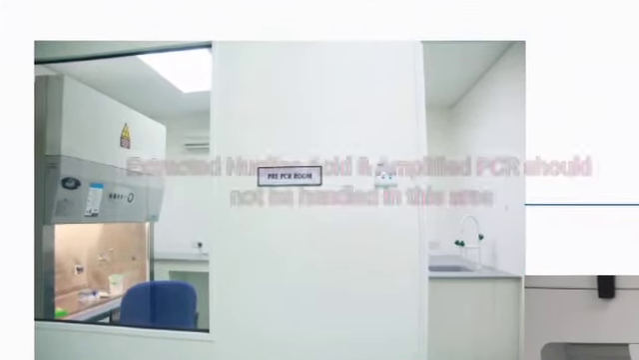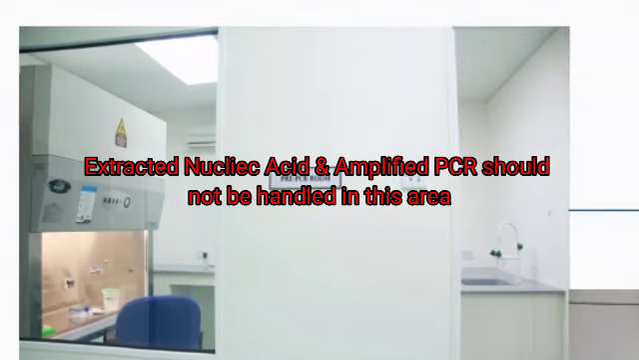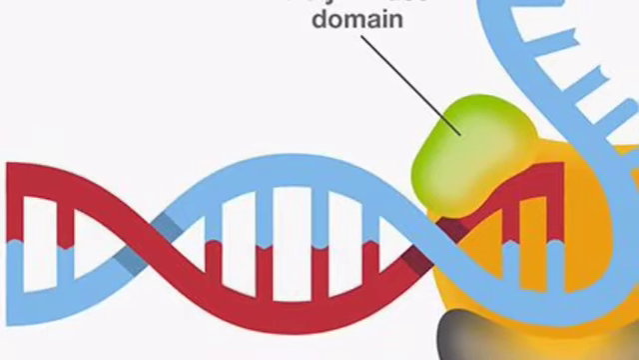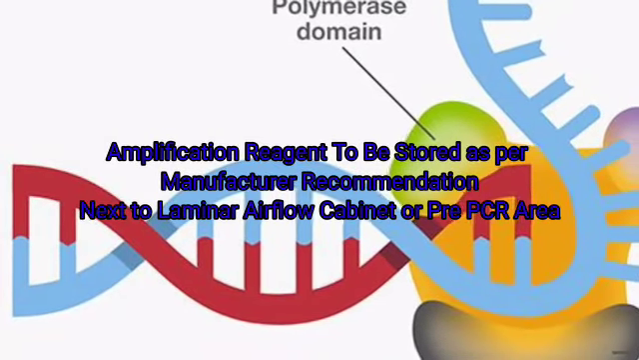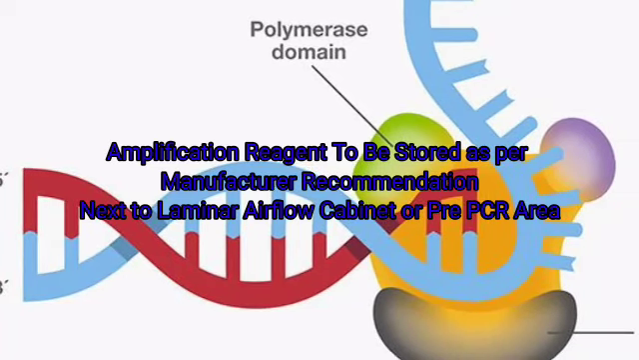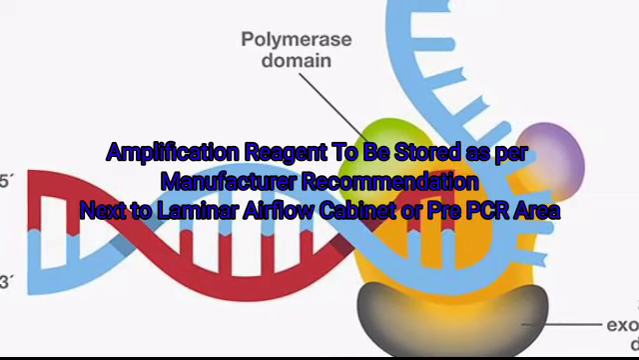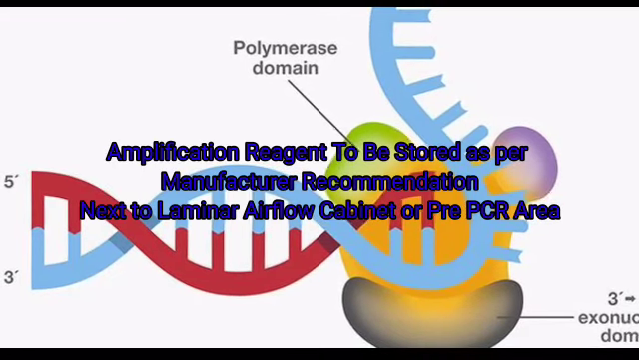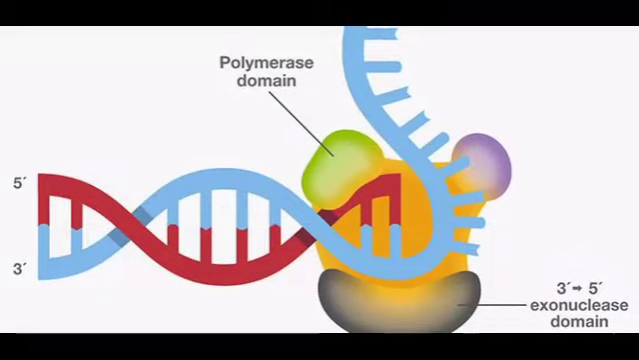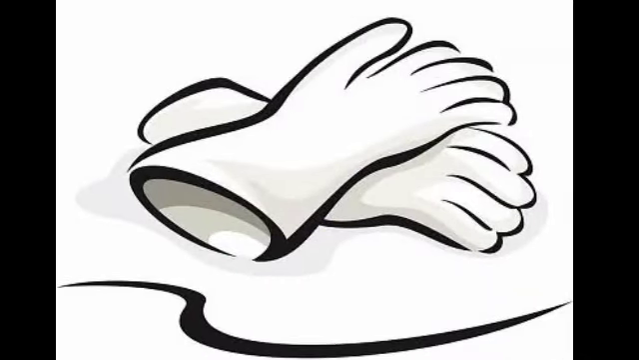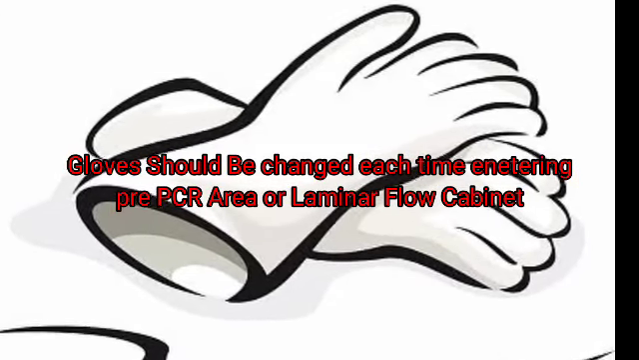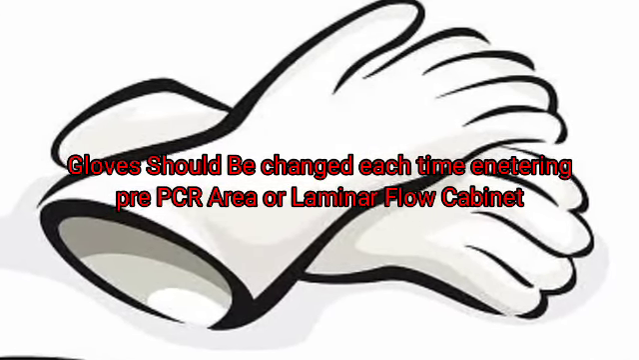Samples, extracted nucleic acids and amplified PCR product must not be handled in this area. Amplification reagent should be kept in a freezer or refrigerator as per manufacturer's recommendation in the same designated space, ideally next to the laminar flow cabinet or pre-PCR areas. Gloves should be changed each time entering the pre-PCR area or laminar flow cabinet.